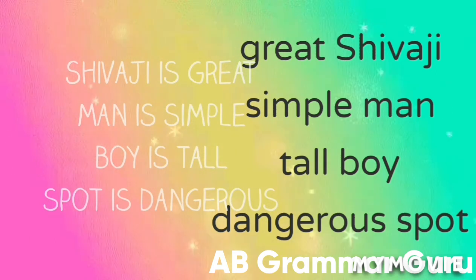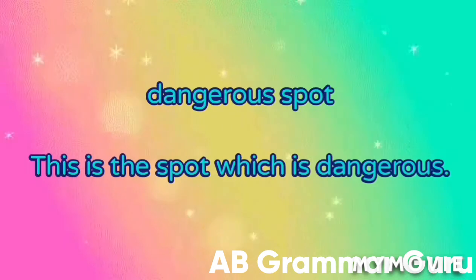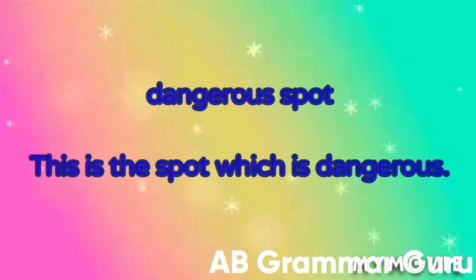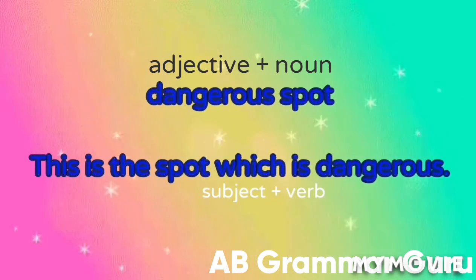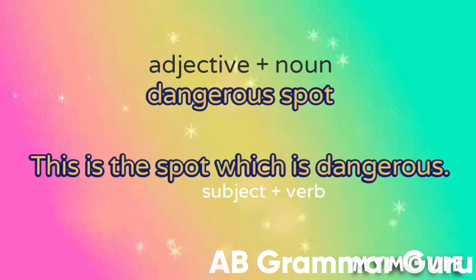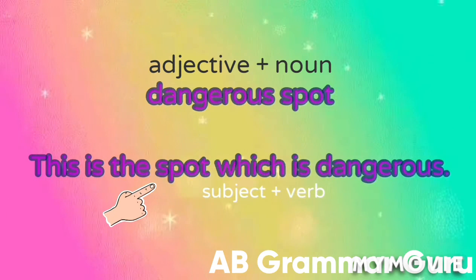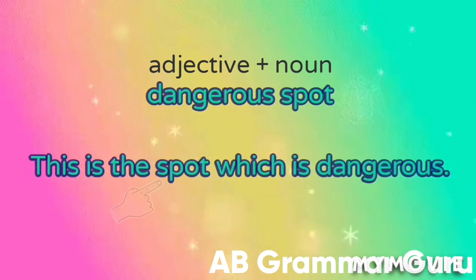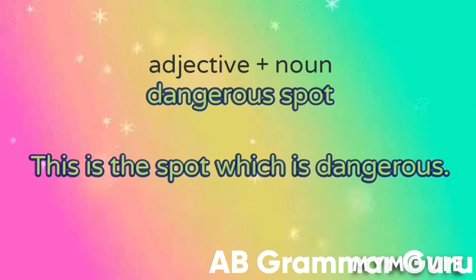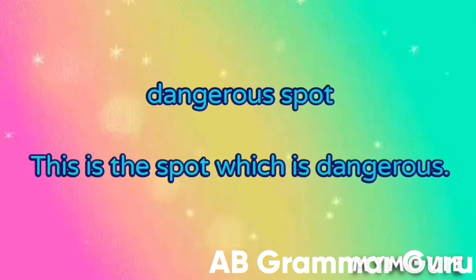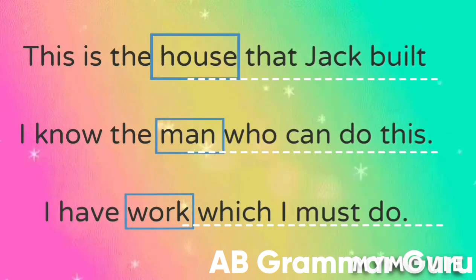Now, instead of dangerous spot, if I say this is the spot which is dangerous, here which is dangerous is the full sentence, in which which is a relative pronoun as well as the subject. Here which is dangerous is telling something about spot, and spot is a noun. So which is dangerous, this whole sentence is an adjective, and thus it is an adjective clause. So in the following sentences, words inside the box are nouns and underlined sentences are adjective clauses.